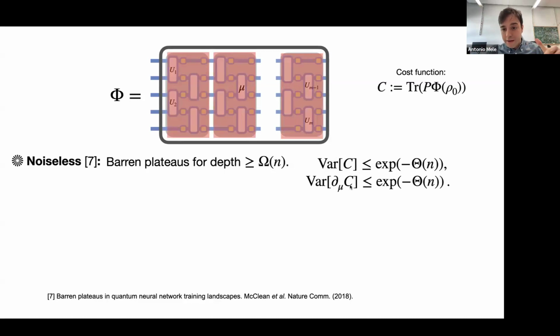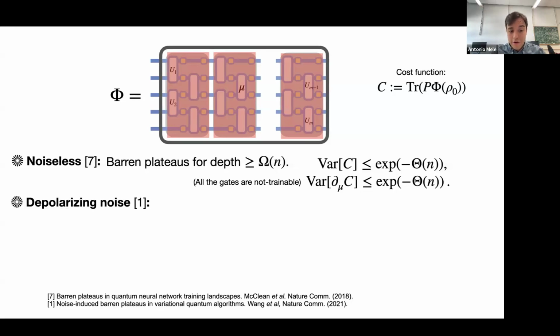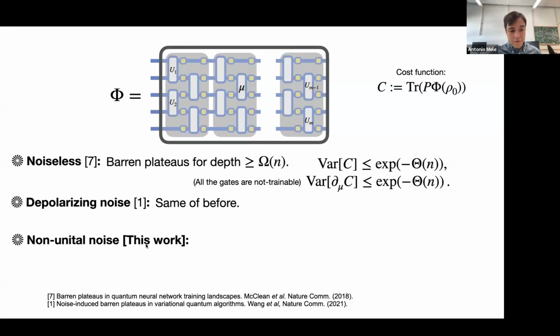And in particular for the partial derivative, it was shown also that any partial derivative in the circuit is exponentially small, and so any gate has very little influence on the cost function for most of the parameters. Okay, and all the gates are not trainable. In the depolarizing noise scenario, it was shown the same as the noiseless case. And this also should not be too surprising because of what we saw before, that any circuit with depolarizing noise converges exponentially quickly with the depth. And okay, now let's see non-unital noise.